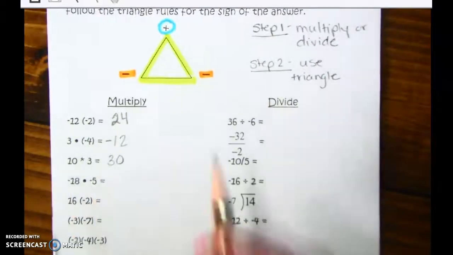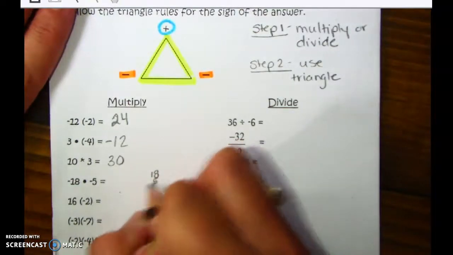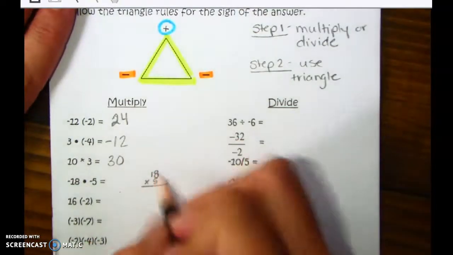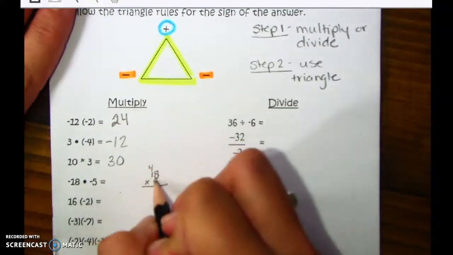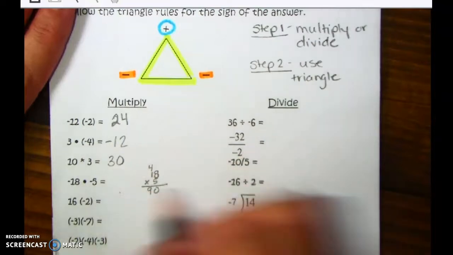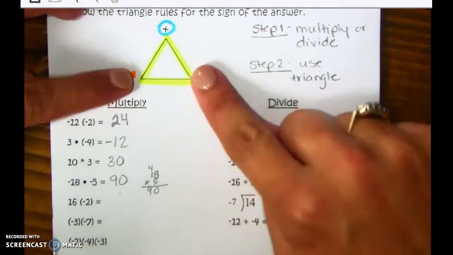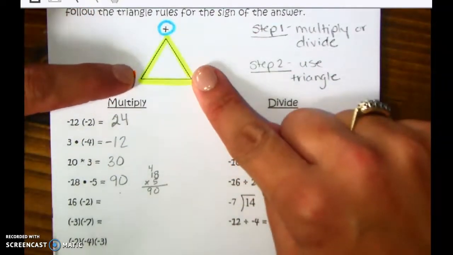Next we have 18 times 5. And if you need to do a little margin math, just come to the side. 18 times 5. 8 times 5 is 40. 5 times 1 is 5 plus 4 is 9. So we get 90. Multiplying just like normal, then go back to your triangle. A negative and a negative gives you a positive.